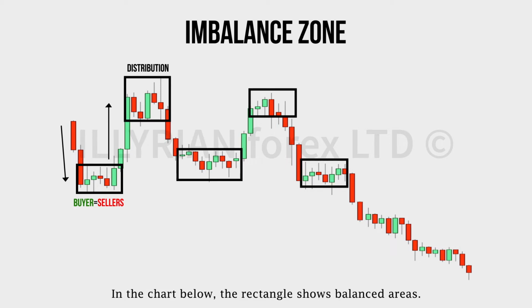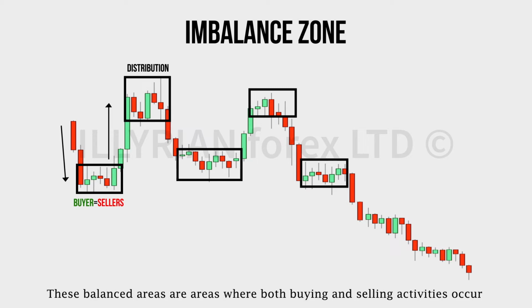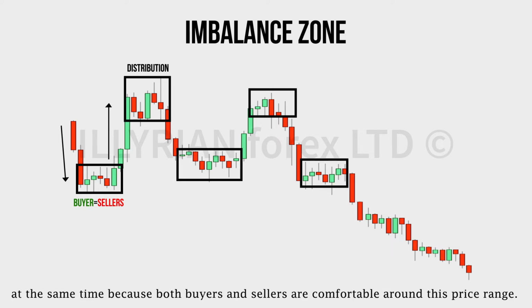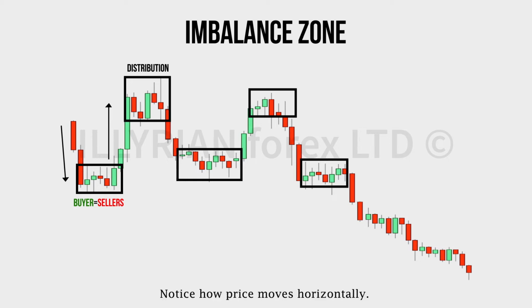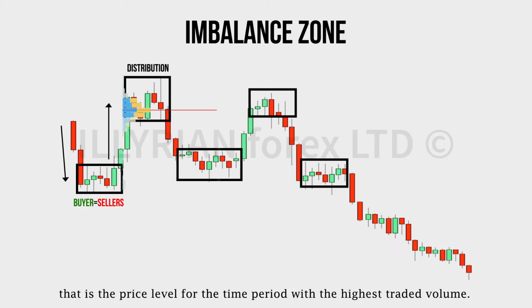In the chart below, the rectangle shows balanced areas. These balanced areas are areas where both buying and selling activities occur at the same time, because both buyers and sellers are comfortable around this price range. Notice how price moves horizontally. Usually this zone can be called a value area, a concept from the volume profile tool. Inside this zone is located the point of control, that is the price level for the time period with the highest traded volume.